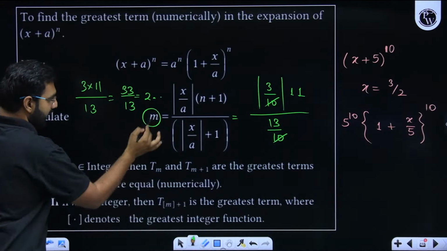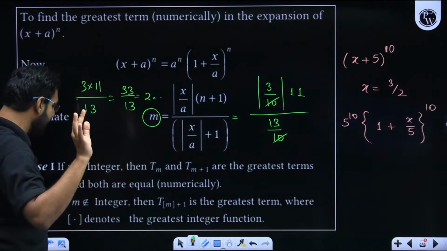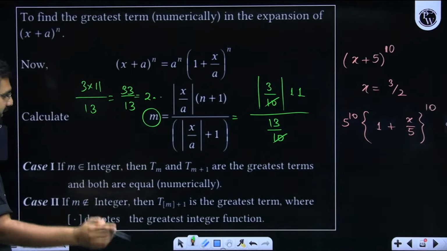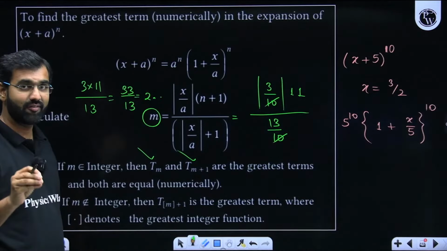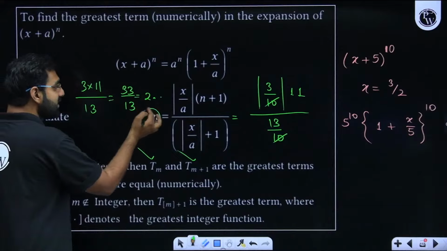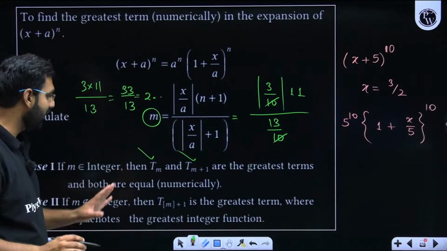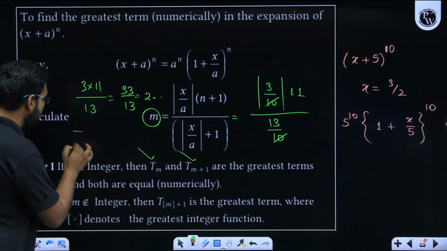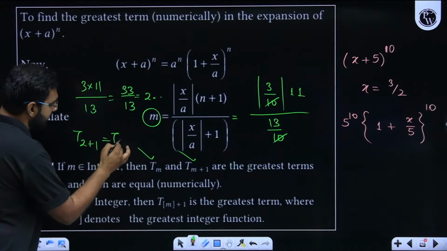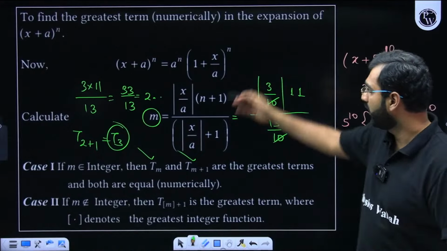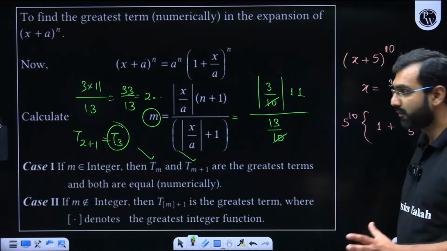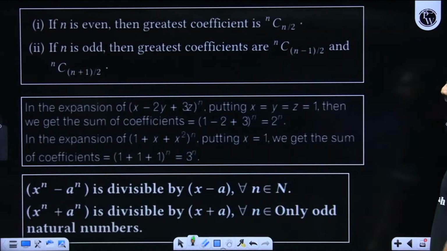So m, if it is an integer, my greatest term will be t_m and t_(m+1). But since m is not an integer, it is a fraction value, so its GIF is needed to be taken, which means GIF will be 2. So here t_(2+1), that is the third term, will be the numerically greatest term. Did you all understand the short technique, or shall I give you more clarity on that? Will you remember that by yourself?